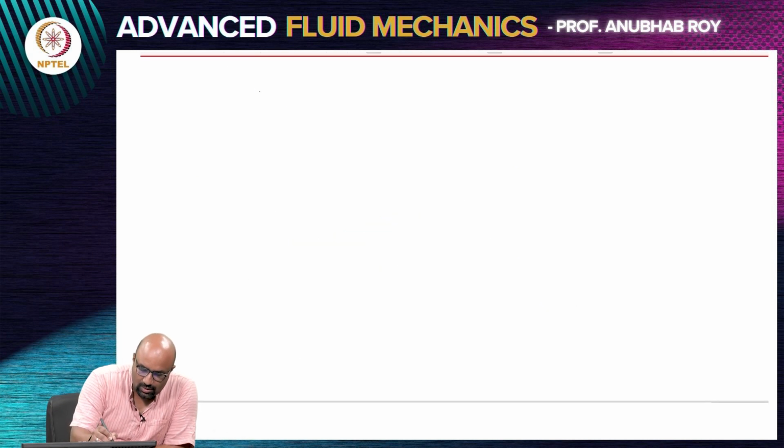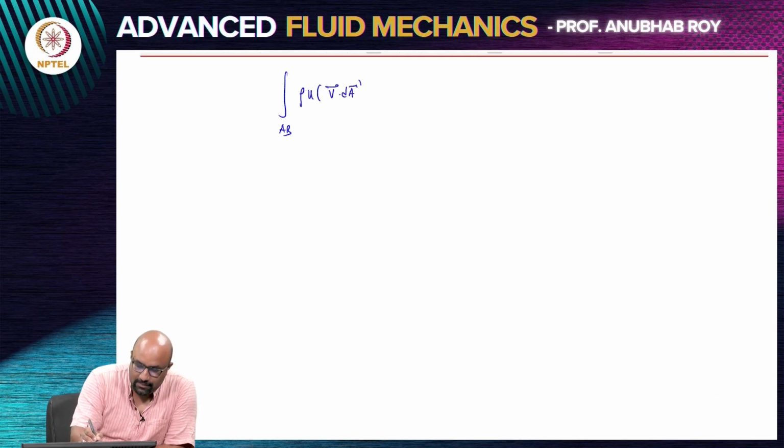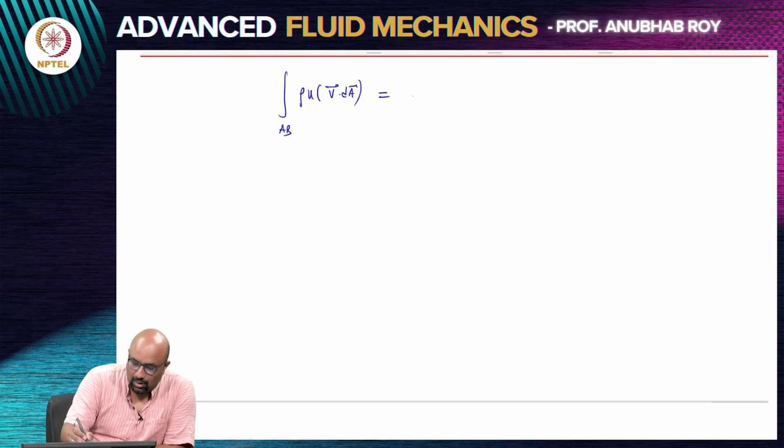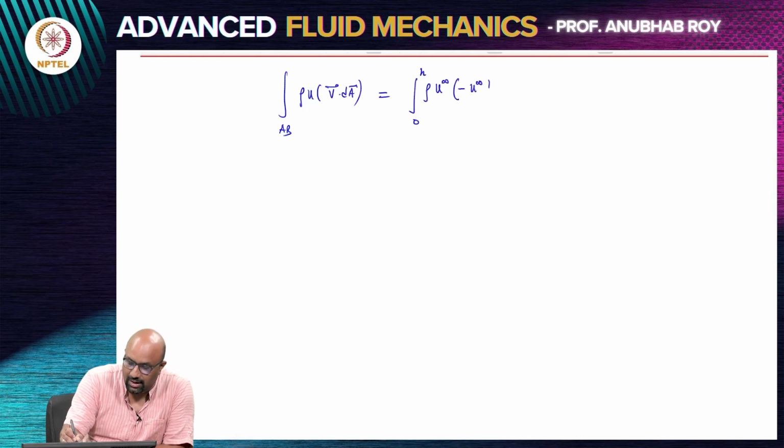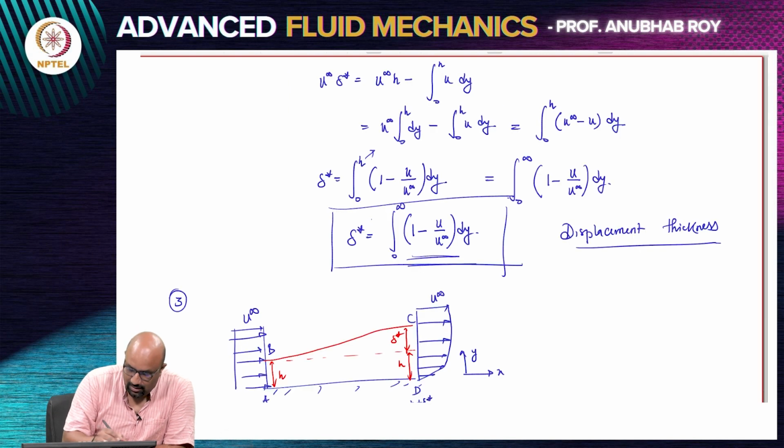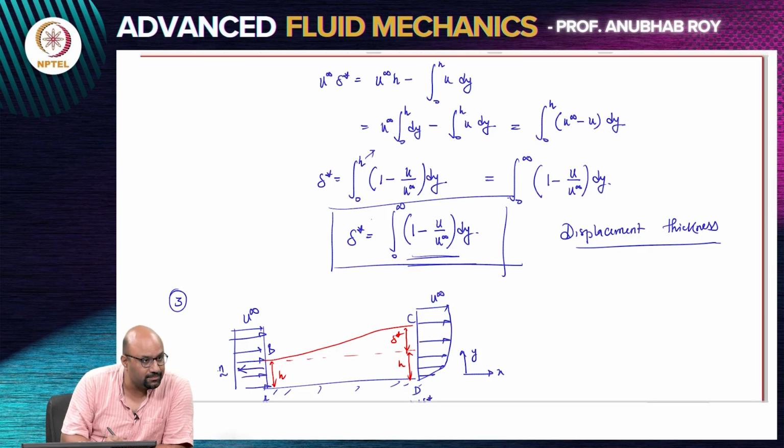So, let us compute through AB rho u v dot dA. Now, this is 0 to h, rho u is rho u infinity and v dot dA is minus u infinity dy. Minus because the normal to the surface AB is an outward normal that is in the negative x direction.